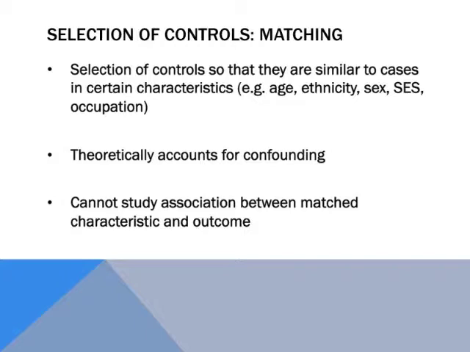Controls may be selected so that they are similar to cases in certain characteristics, such as age and sex. This is called matching. Matching is employed as a strategy to account for confounding, but once matched, investigators cannot study the association between the potential confounders on which the cases and controls were matched and the outcome. As matching artificially makes cases more similar to controls, the observed effect size is an underestimate of the true association. Therefore, matching needs to be taken into account in the analysis. This is discussed in Merrill on page 188.